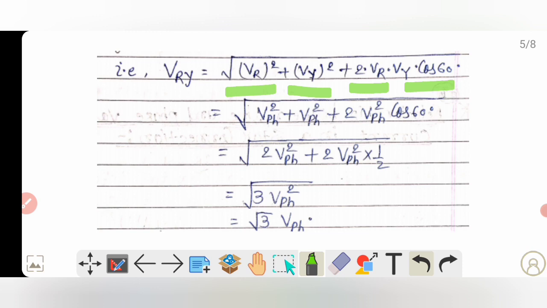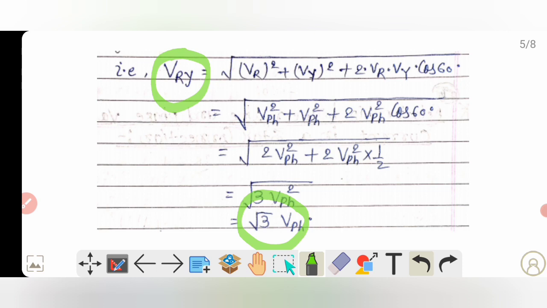As we calculate this, our equation becomes 2 V phase square plus 2 V phase square into 1 by 2. This will be equal to root under 3 V phase square. From here, VRY will be equal to root 3 V phase. As we know, this is the line voltage, so line voltage is equal to root 3 into phase voltage. From this derivation we can say it easily.